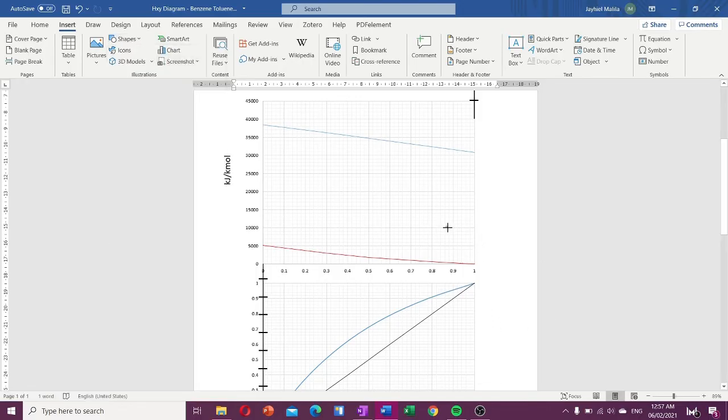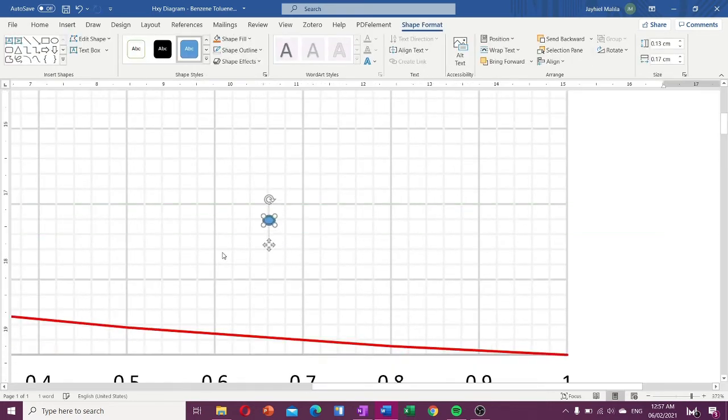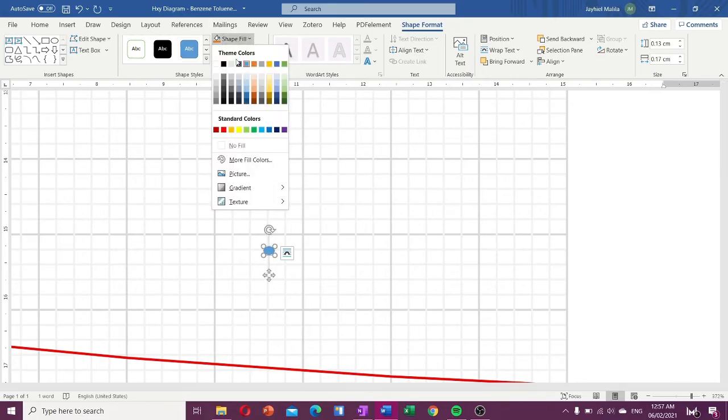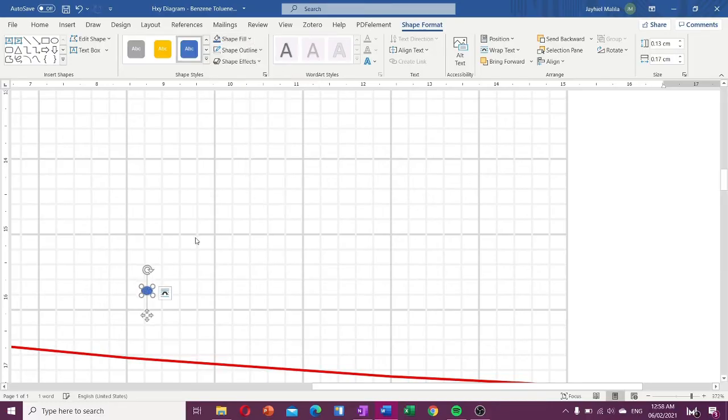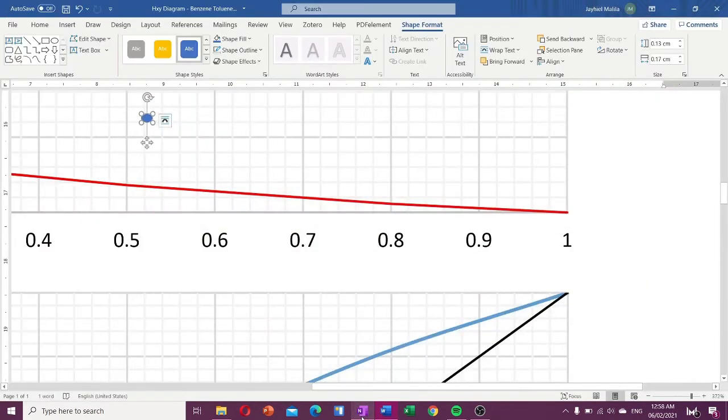So if I'm going to create a small dot, okay, let's zoom in. I'll change the outline to no outline, and then the fill to, let's use color blue. The feed composition is 0.55, so it's here, and it's a saturated liquid, so it must be placed here.